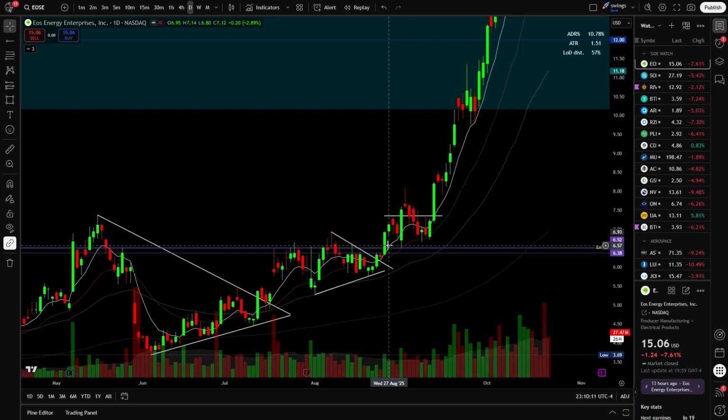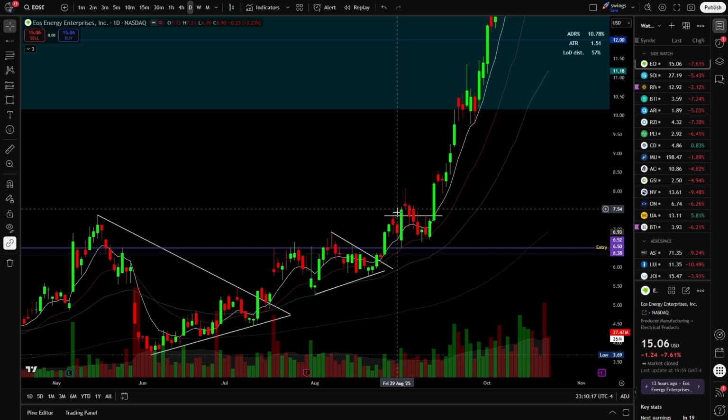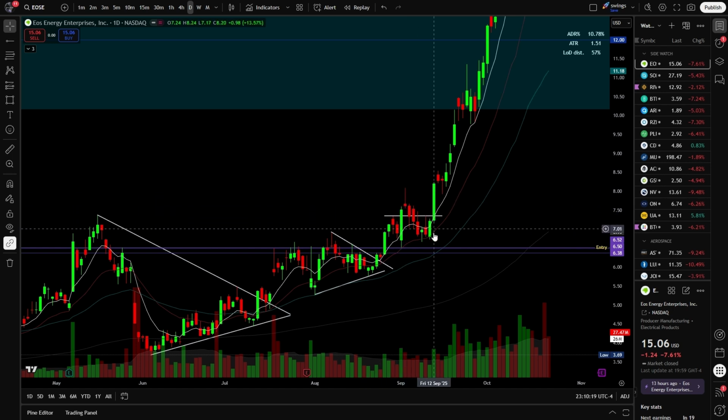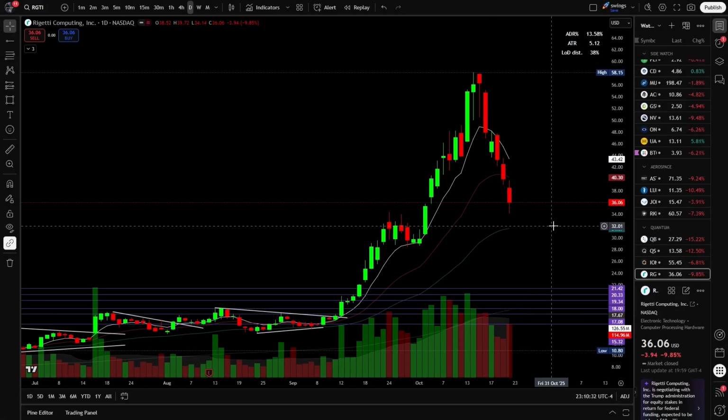Now, let's say you did get calls on this initial breakout. Comes up here. First of all, you should have trimmed up here, right? But let's say it closed below the 8-day right here. Technically, you should have closed your position. At least that's what I do, because an example is going to be RGTI.